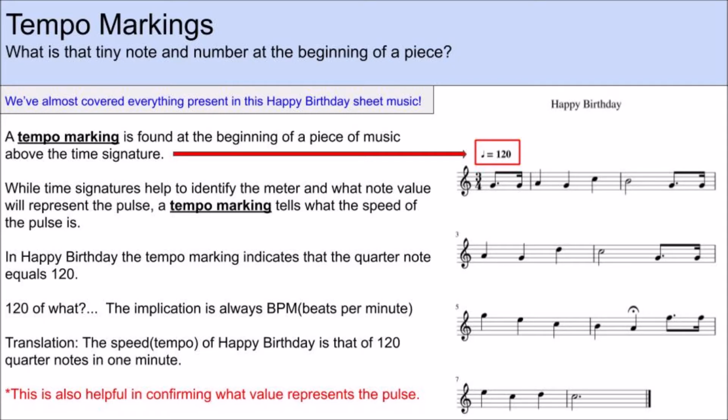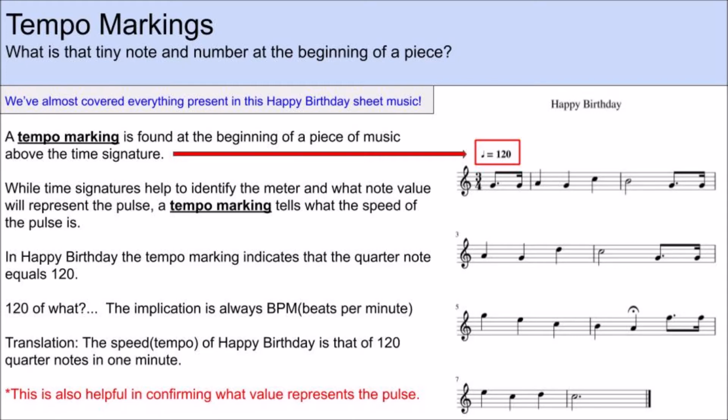As with many of our concepts thus far, we will be revisiting Happy Birthday to understand many of these new ideas. The first one is the tempo marking. We've seen this at the very beginning of Happy Birthday, above the first measure or the time signature. This is the note with an equal sign and then a number. In this instance, it is saying that a quarter note equals 120.